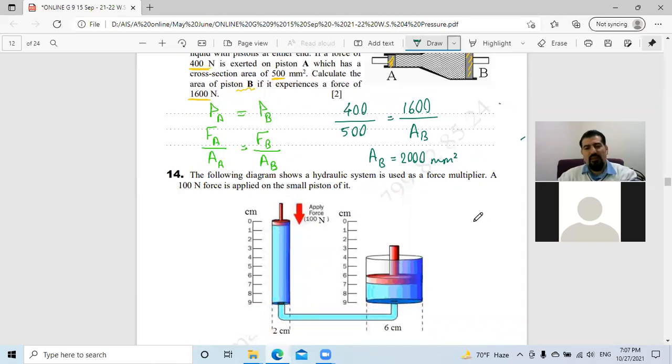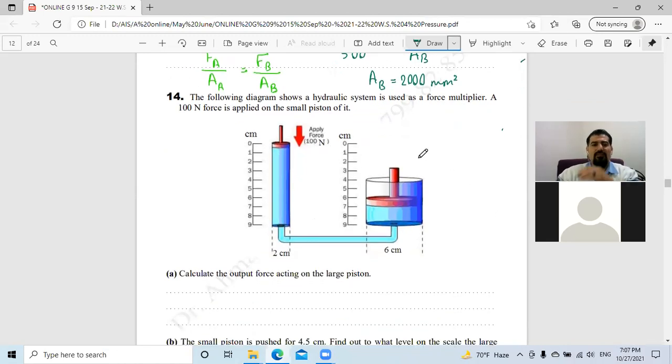Another question. For this question, I found the picture from the internet and I created the question myself. So I don't think they'll bring something similar to this one, but let's do it. What does it ask? The following diagram.